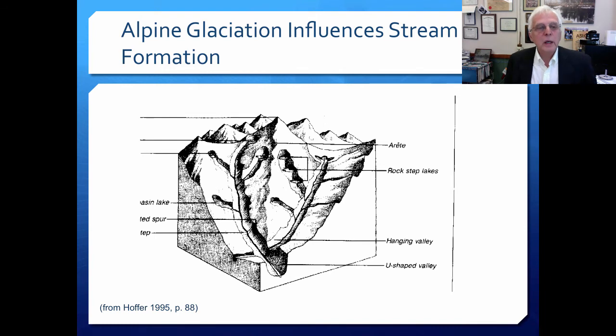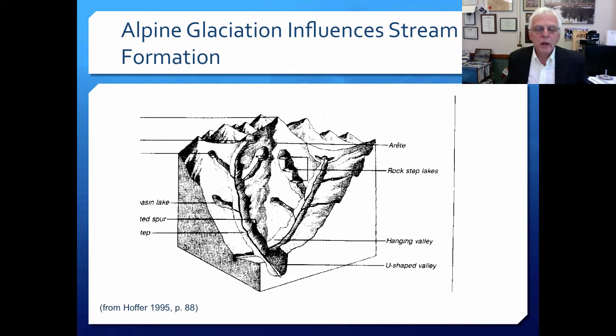Now, another thing that can form streams is glaciation, and a couple of different kinds of glaciation form streams. Alpine glaciation is a pretty important process in the mountains, and here you see some U-shaped valleys that have been cut by glaciers, and streams will run down through those U-shaped valleys, occupying the bottom of the valley.